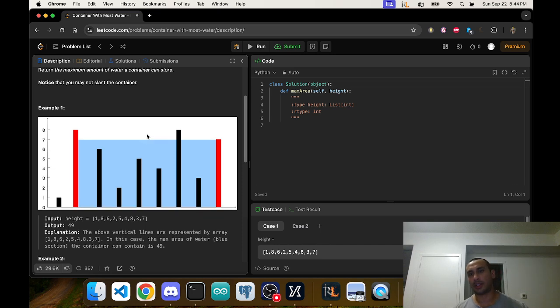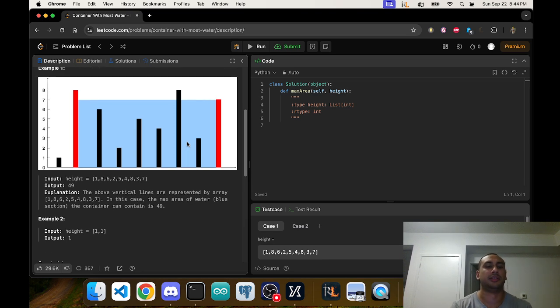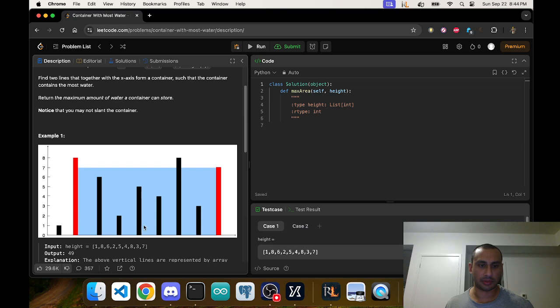But wait, here's the thing with that. What am I trying to do here? Why is it 49? Because I'm counting 8, the highest is 7, so along with the x-axis, form a container such that the container holds the most water. Right, so 1, 2, 3, 4, 5, 6, 7. Oh, okay, I see, because it's the distance between. It doesn't count the lines, it counts what's within the bounds.